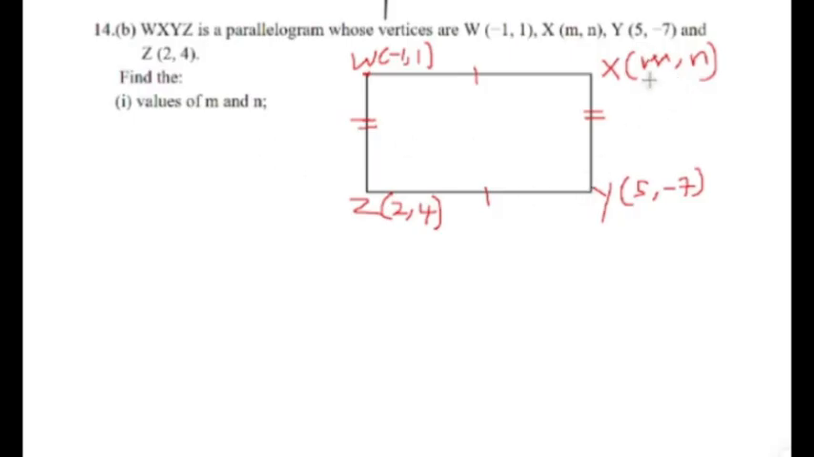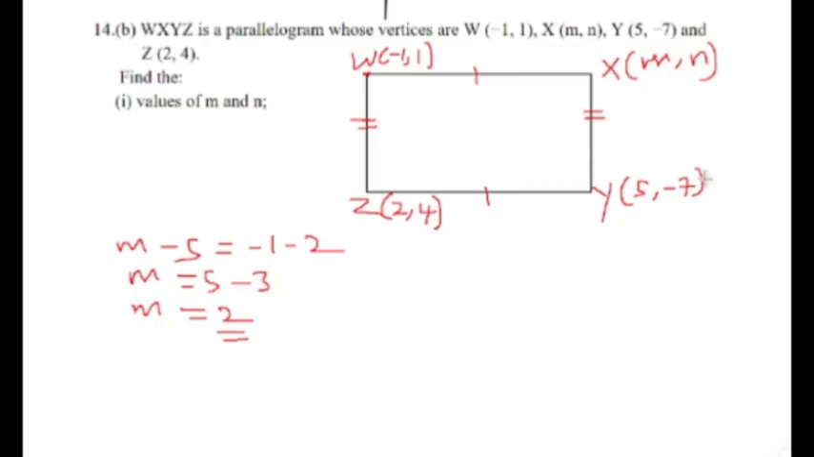Taking the x value, I will say M. I'm going to equate this side to this side. So M minus 5, that's the length, the breadth or the width of this parallelogram, is equal to minus 1 minus 2. So basically this becomes M is equal to 5 minus 3. M is equal to 2. It's as simple as that.